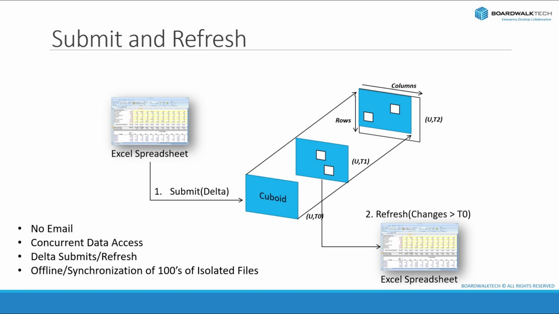Similarly, any subsequent modification to the data is also appended to the ledger, creating an additional visual layer of the data for time t2, and so on. As you may have noticed, there was no email exchange between the two users. They have concurrent access to the data all the time. Submit and refresh actions exclusively transmit and receive incremental changes, ensuring efficient data synchronization.